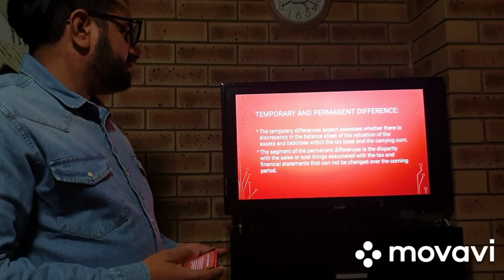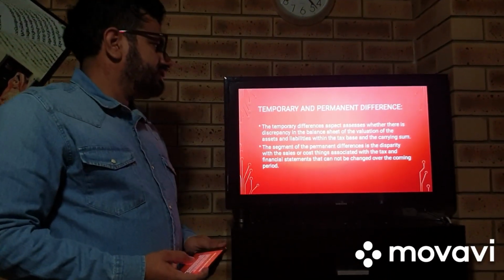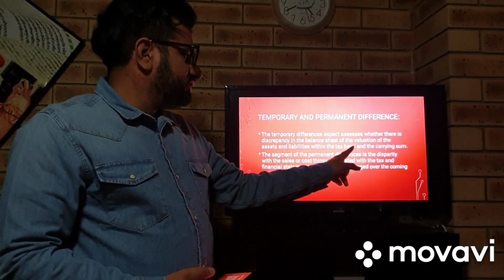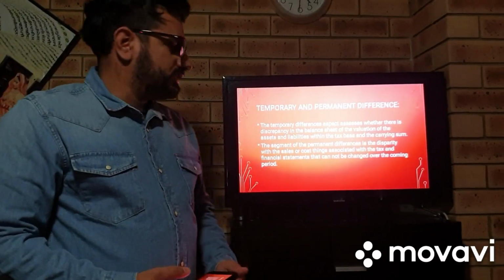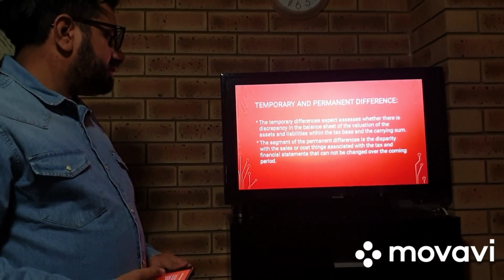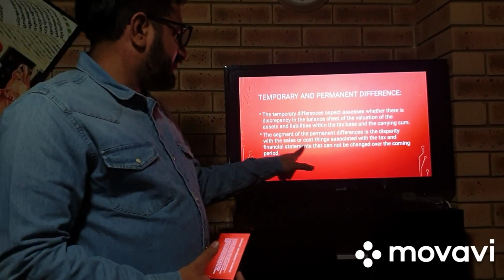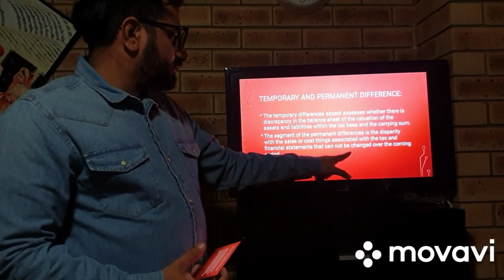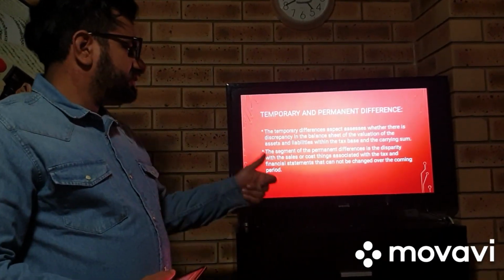Temporary and permanent differences. These are two types of difference. One is temporary and another is permanent. In the temporary differences, there is a difference in the balance sheet valuation of asset and liability between the tax base and carrying sum. On the other hand, the permanent difference is associated with tax that cannot be changed over the coming periods. These are the two differences.